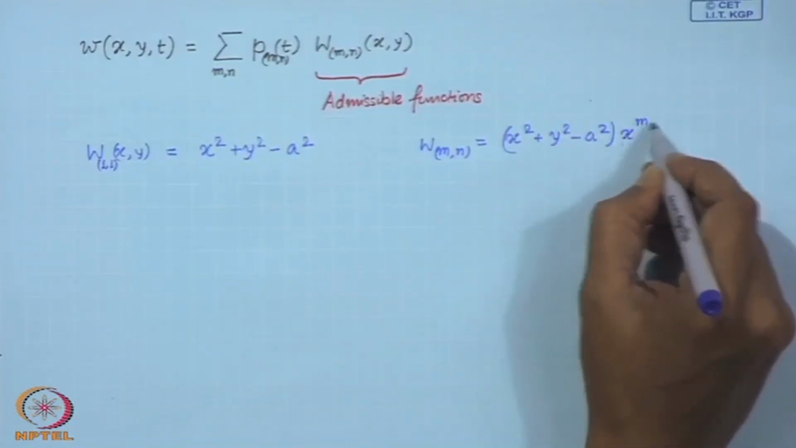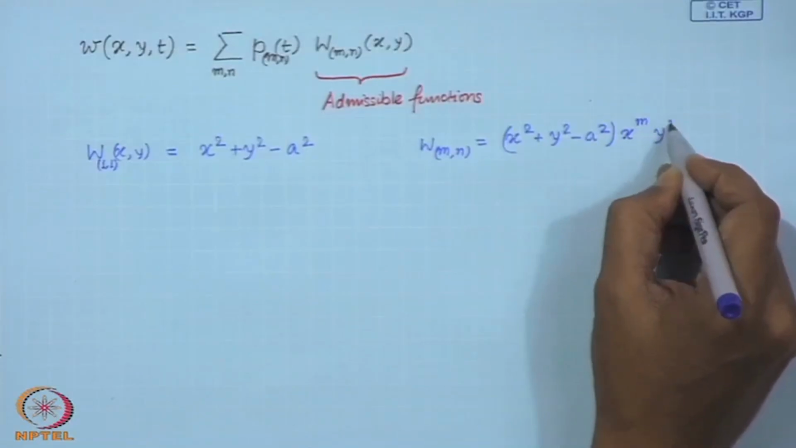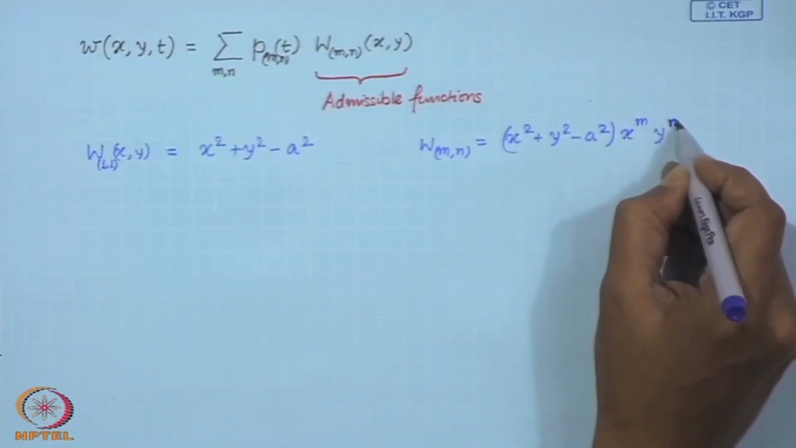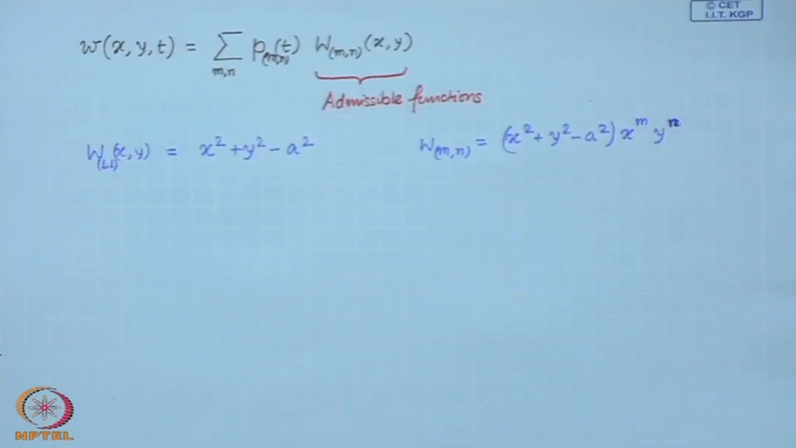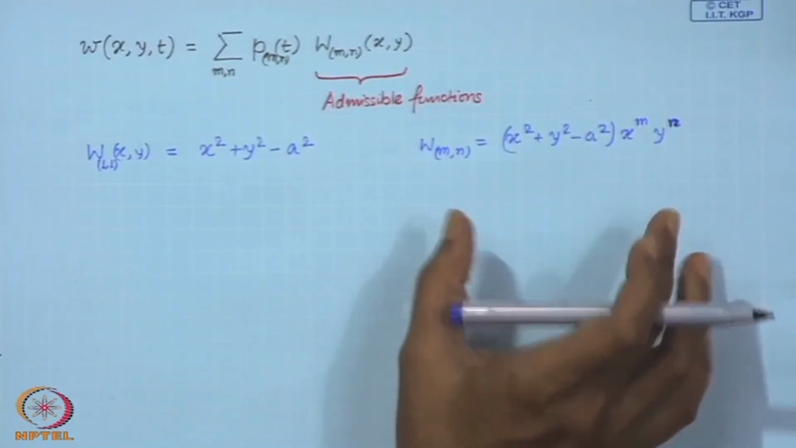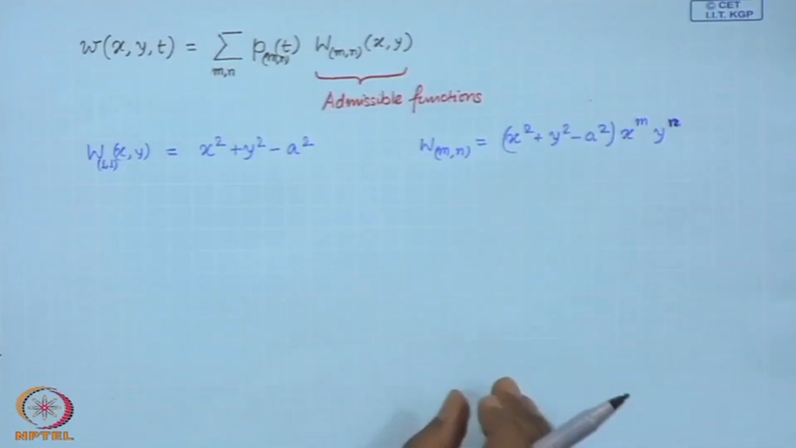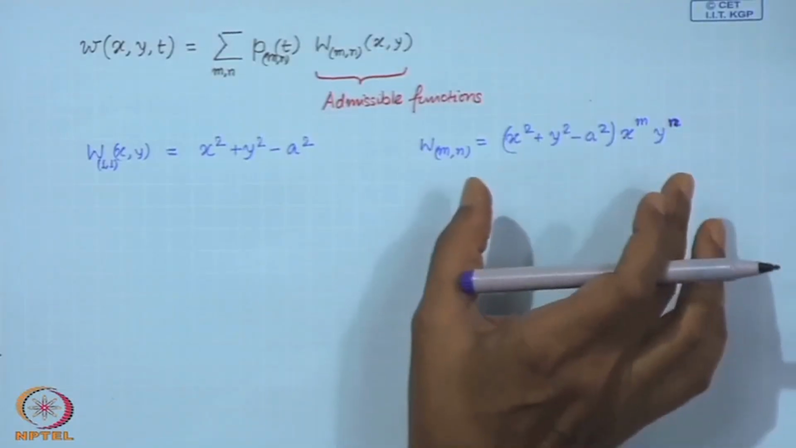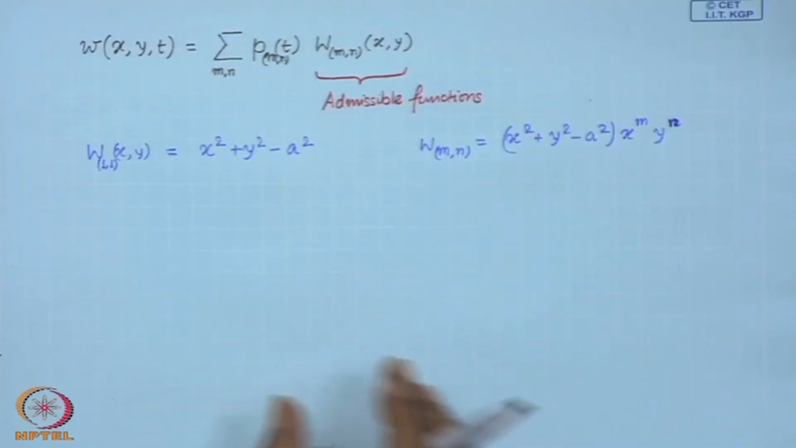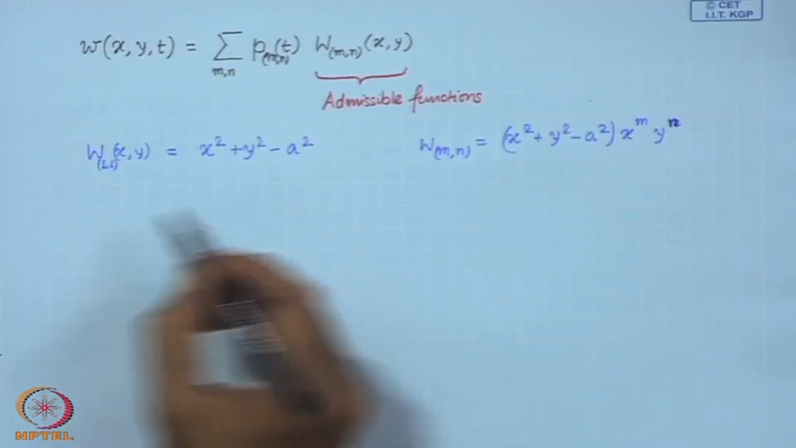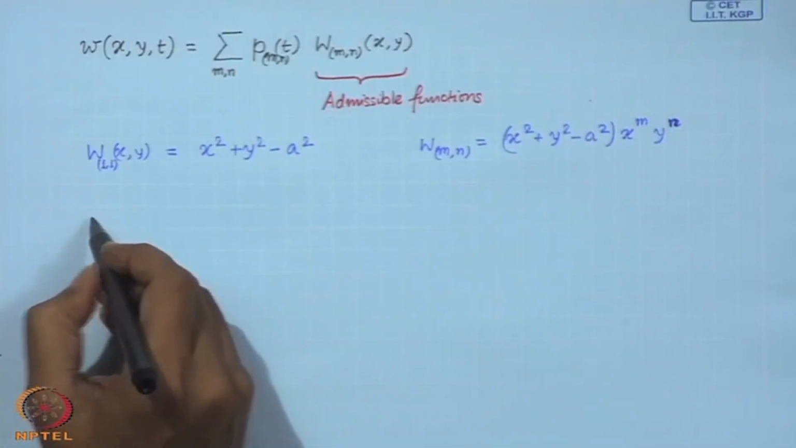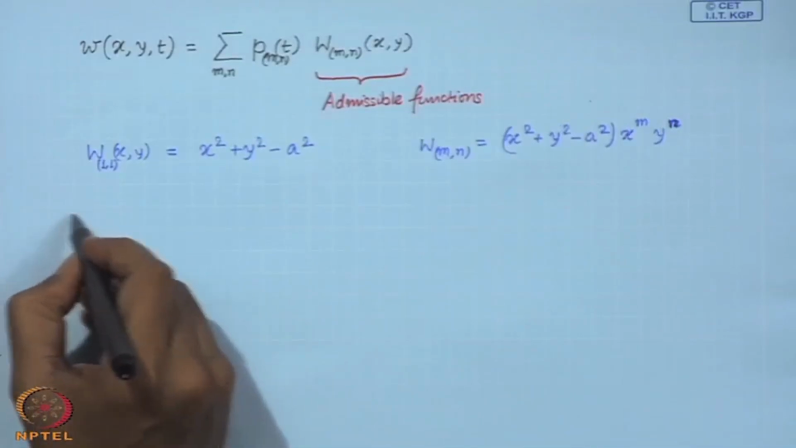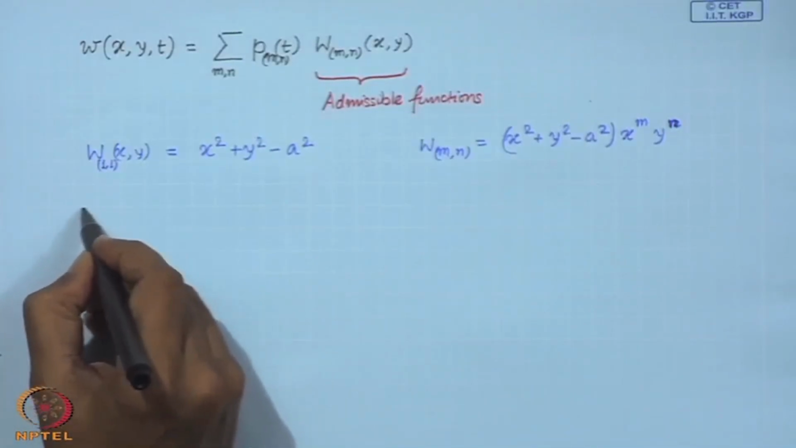Say x power m and y power n. So, I can think of this construction, but before we do the general situation, let us look at only a one term expansion and determine the Rayleigh quotient.